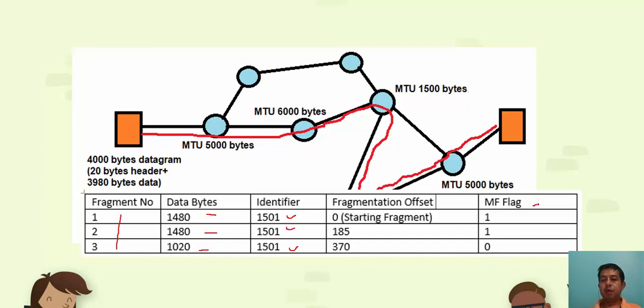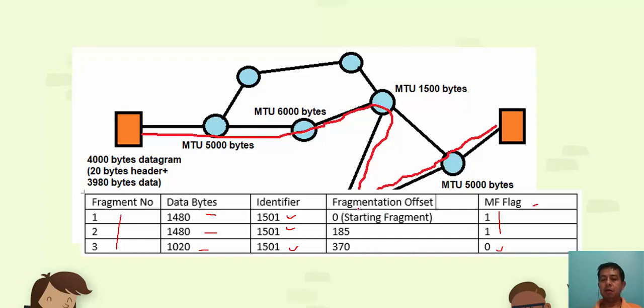Come to the MF flag. The last fragment will have the MF flag set to 0. Clear? And the other two fragments will be set to 1. This we have already seen. All the fragments except the last one will have the MF flag set to 1. The last fragment will have its MF flag set to 0.